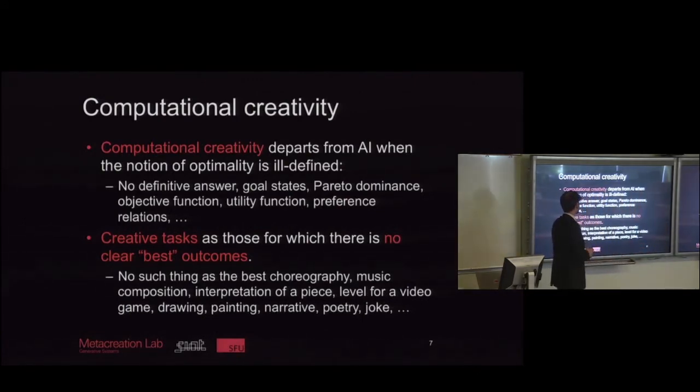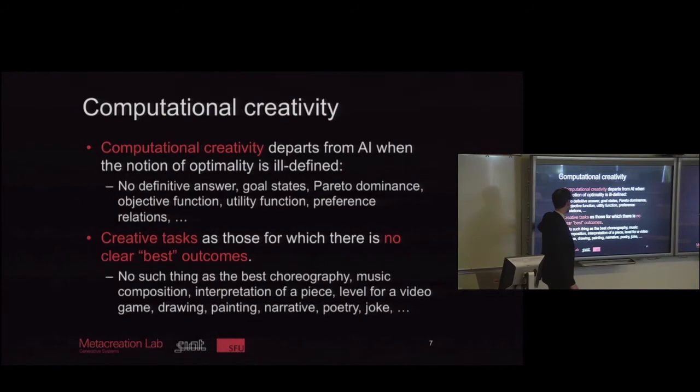The way I answer the question is by saying that in AI in general, the notion of optimality is very well defined. So in chess, there's a win or lose. When you fly a plane, there's a particular trajectory that is optimal to get from A to B, and that the plane is trying to follow, etc. And in general, in AI, we talk about goal states, Pareto dominance, that's in game theory and in economy for negotiation, objective functions, utility functions, preference relations. That's how economists and people that do rational problem solving model humans and rational problem solving.